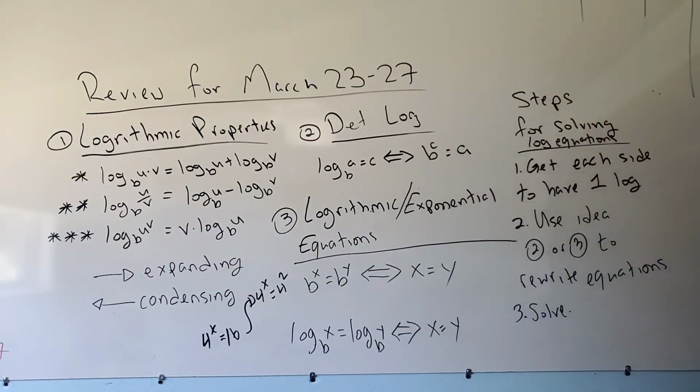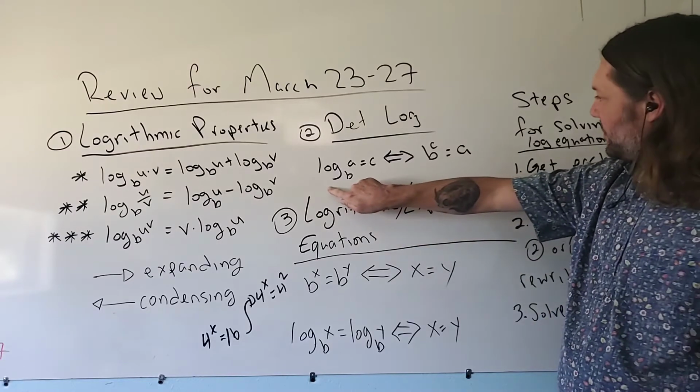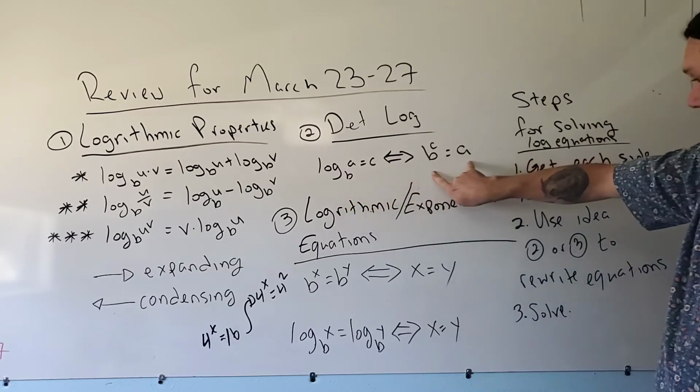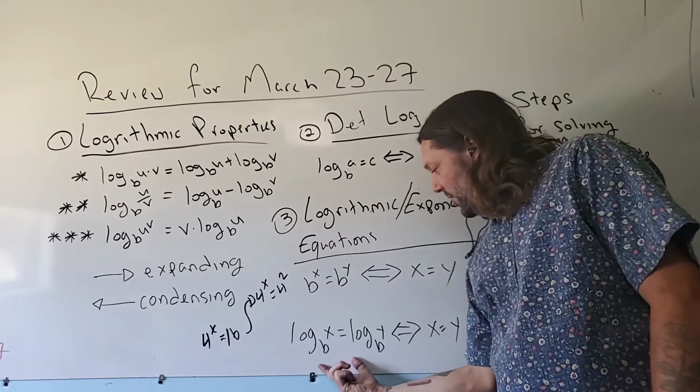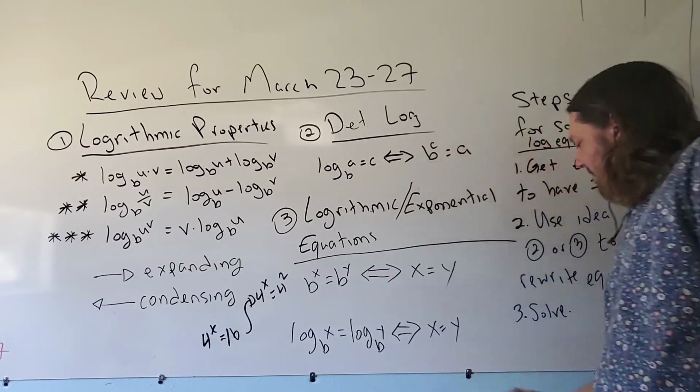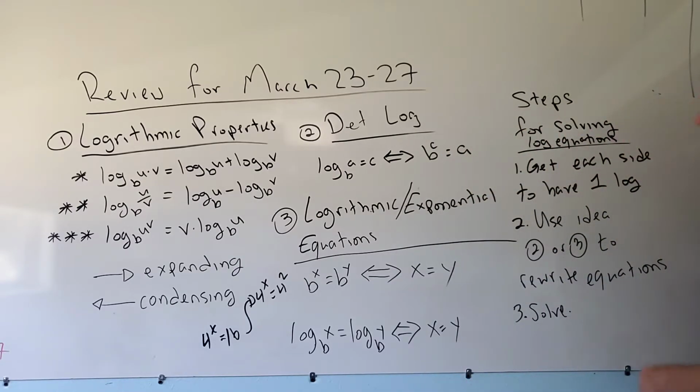And after we get each side of the equation to have one log, I use ideas 2 or 3 to rewrite the equations. If you have a log on one side and a number on the other side, you're going to use the definition of a log to rewrite your equation. If you have logs on both sides, you're going to use this idea to rewrite your equation. And the last step is going to be to solve.